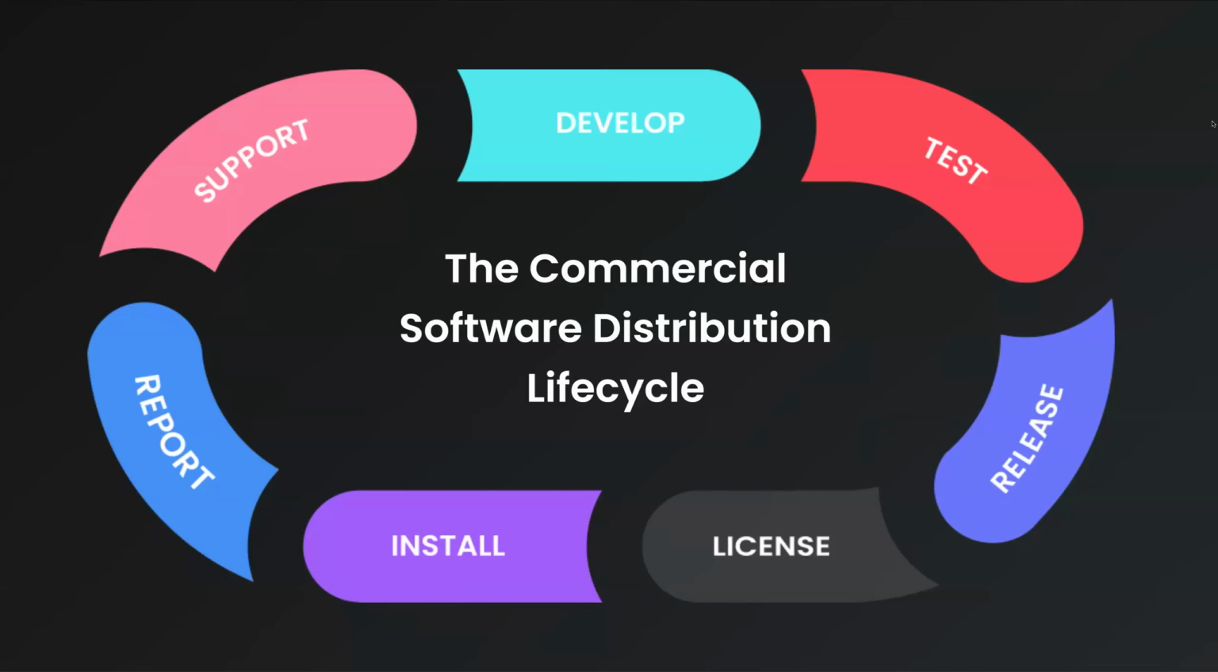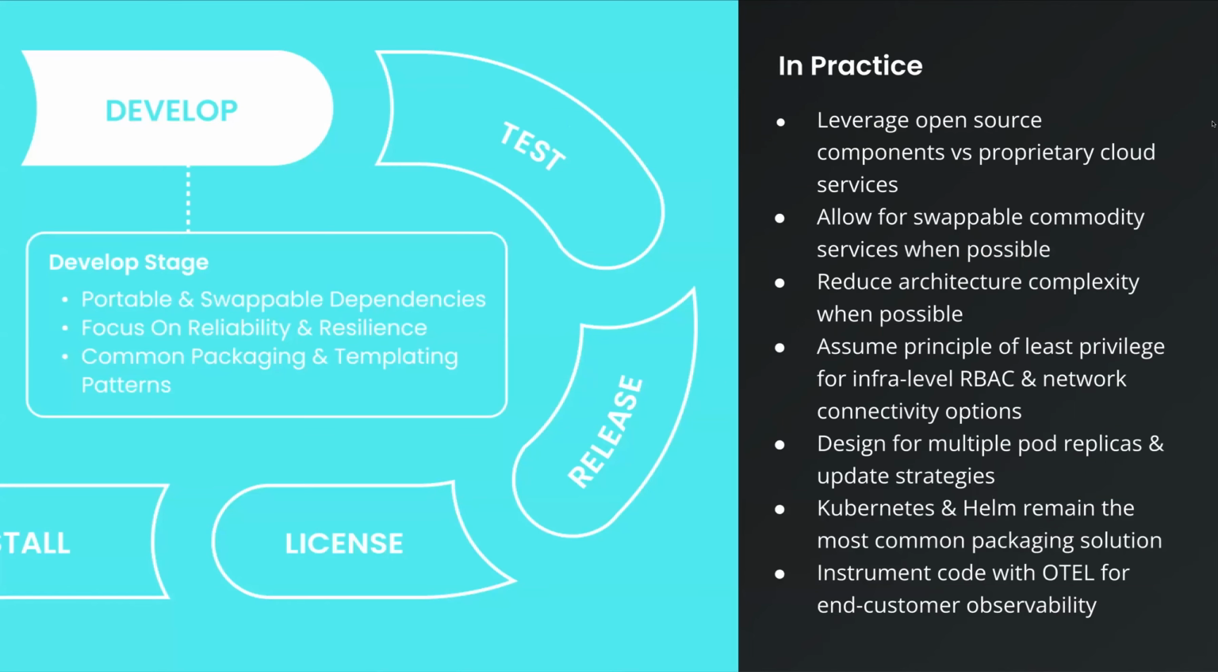And this distribution lifecycle should feel somewhat familiar in the sense that it was inspired by the DevOps lifecycle or the standard SDLC. But the commercial software distribution lifecycle is very much focused on the things that are unique to distributing enterprise third-party self-hosted applications, right? So even though some of these phases might be similar, there are unique things about each phase for distributed software. And so we'll go through each phase and talk about a quick overview, and then we're going to go into some more practical advice around what this means in practice.